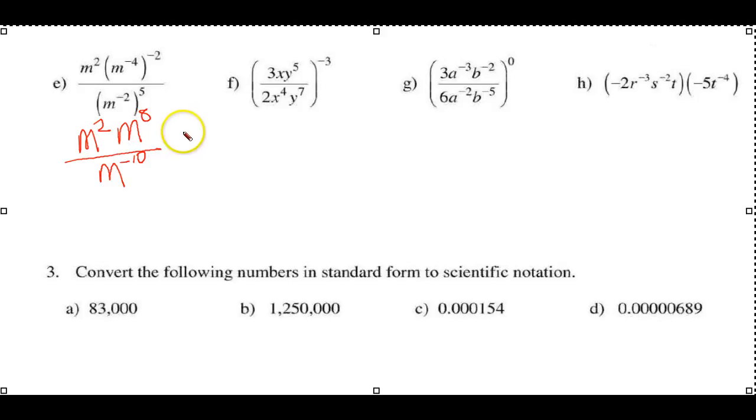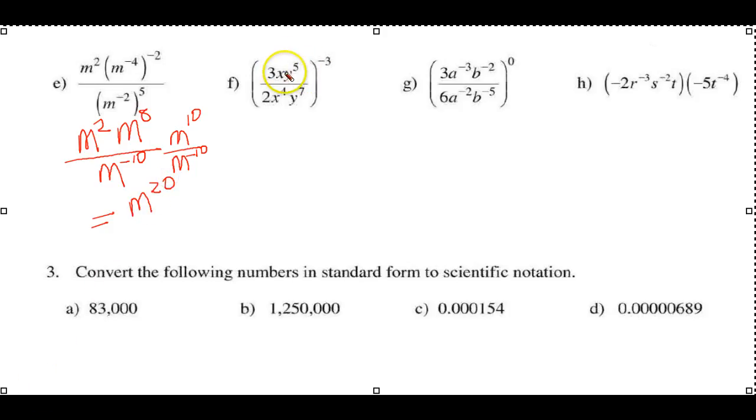And now what do you do? Well, this is going to be m to the 10th on top, and this is m to the negative 10. We're now going to bring that up, and this then becomes, as our final answer, m to the 20th.